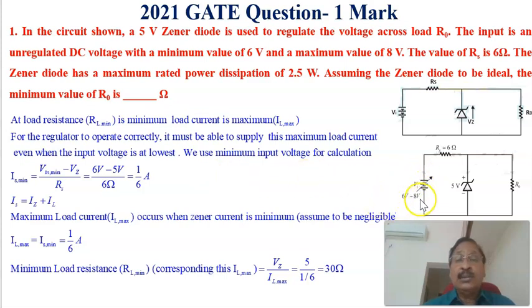Corresponding to the minimum input voltage of 6 volts, we are calculating the source current IS. That is, IS minimum equals the minimum input voltage minus VZ divided by RS, or 6 minus 5 divided by 6 ohm. 1 by 6 amperes is the current through this corresponding to the minimum value of the input voltage.